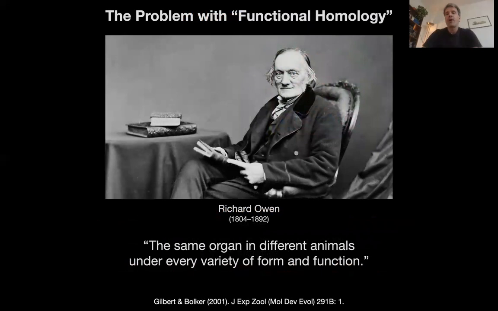But there's a problem. One problem is that we should not use the function of a process. What does it do? What is it for? Apparently we shouldn't use it, because there's a very old debate about what is called functional homology. Remember Owen's definition: the same organ in different animals under every variety of form and function. So similarity of function at the morphological level should not be a criterion of homology, right?